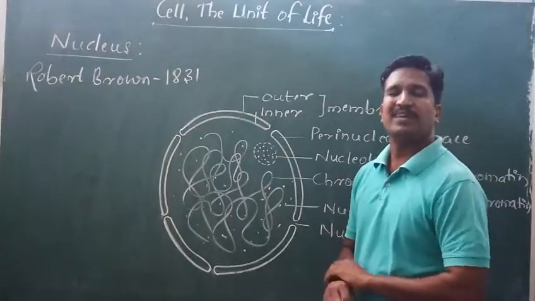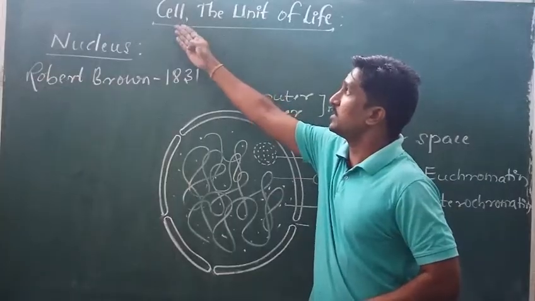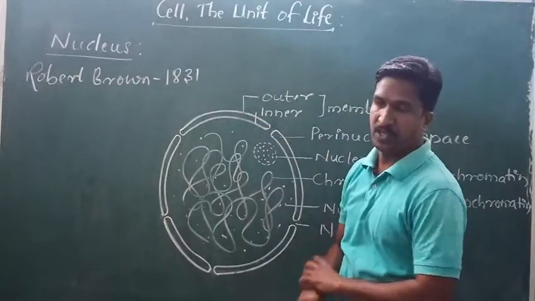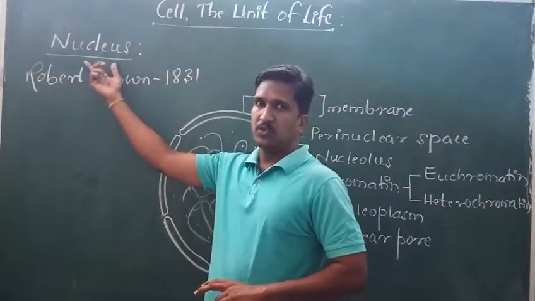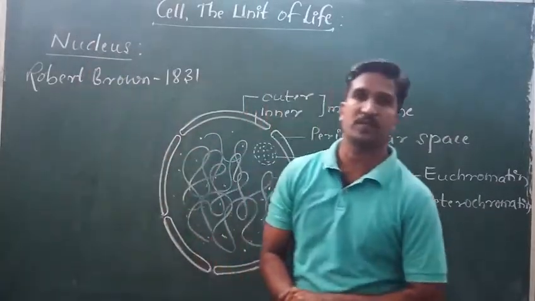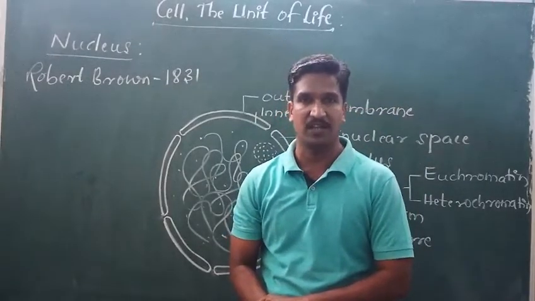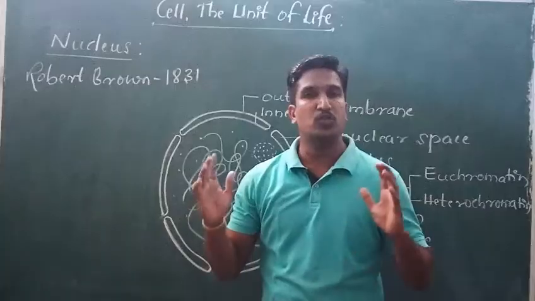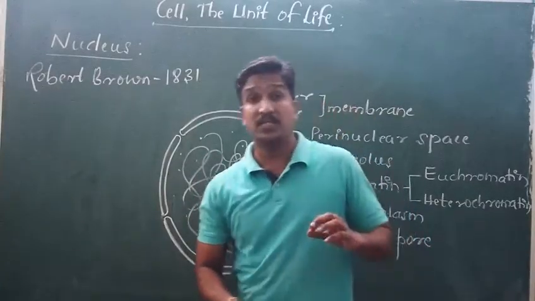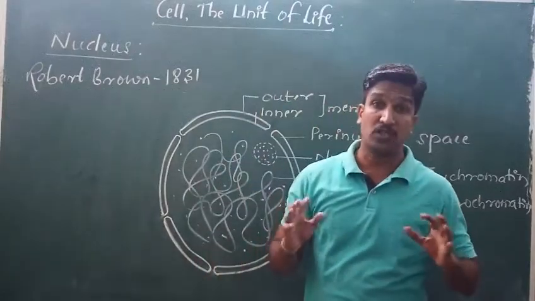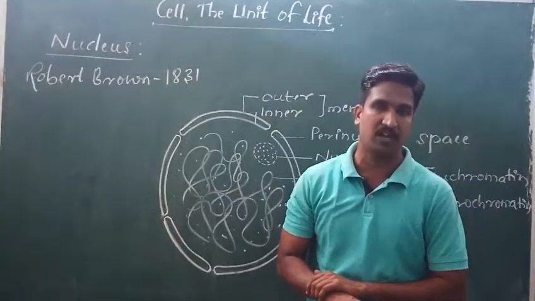Today you are learning the last cell organelle in the cell under the chapter Cell, the Unit of Life. The name of that last cell organelle is nucleus. So this nucleus is a double membrane bound cell organelle present in almost all the cells.